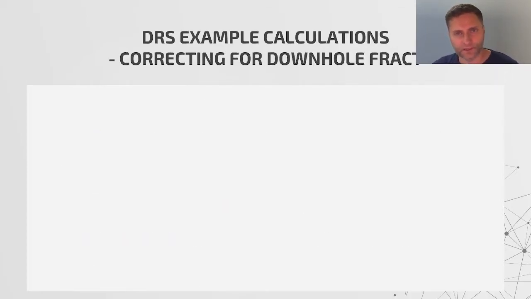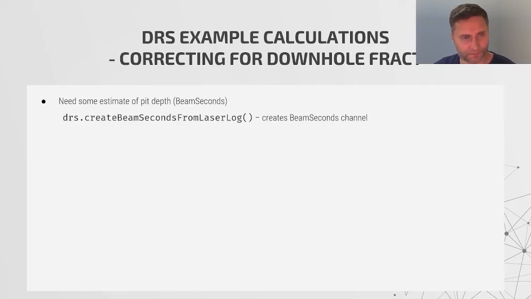Another thing that's quite often done in DRS calculations, or could be done perhaps more, and is only really relevant for spot analyses, is correcting for downhole fractionation. Now, there's quite a few things that go into this downhole fractionation correction, so let's step through it in order of what we would need. So we need some estimate of the pit depth, and we call this in iolite beam seconds. We don't actually measure the depth, we use the amount of time that the laser has been on for as a proxy for pit depth. So we call it beam seconds, and that is our estimate of pit depth.